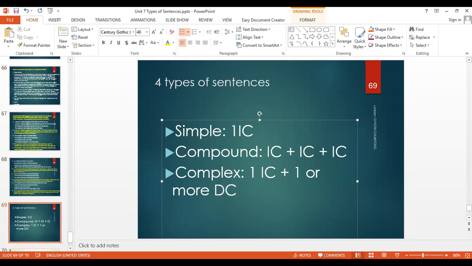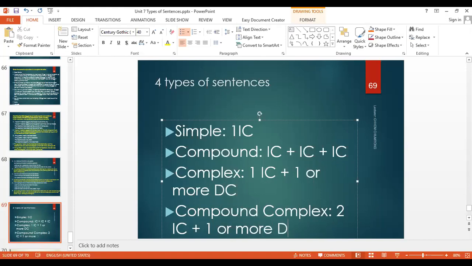This is what you have to be careful about. How about the last one? Compound complex: two IC plus one or more DC. So this is the way you have to recognize the types of sentences.